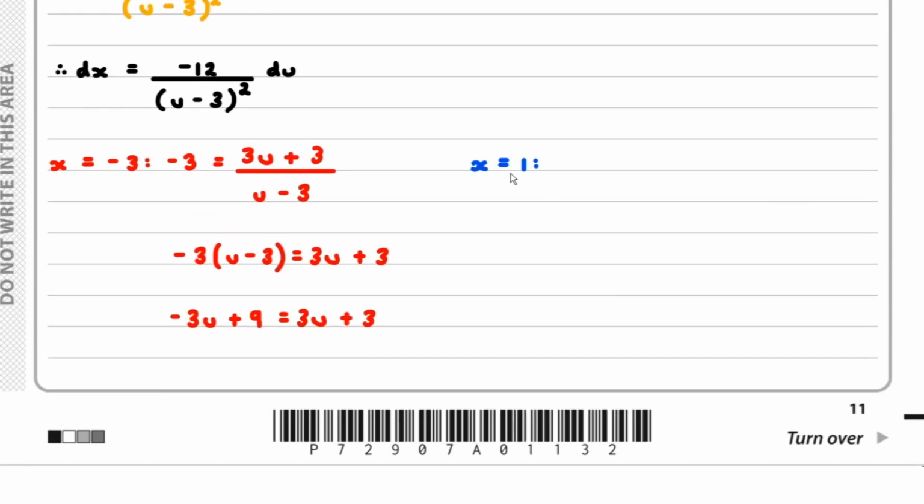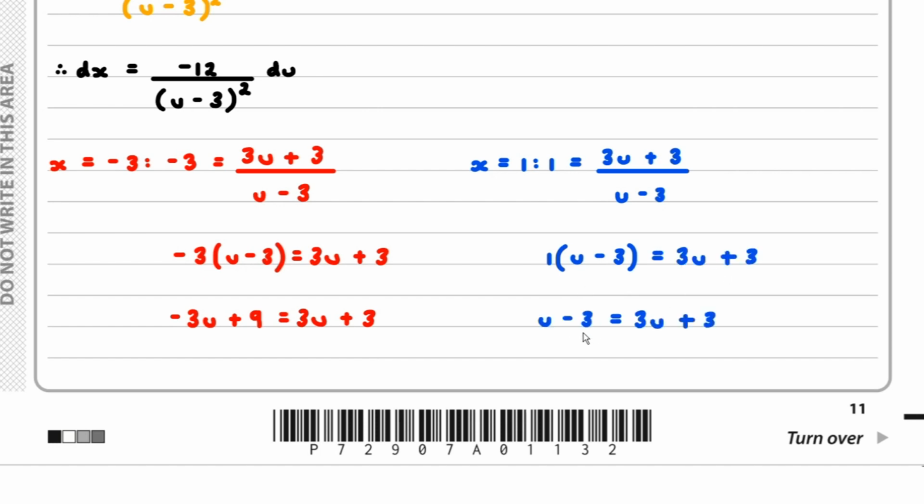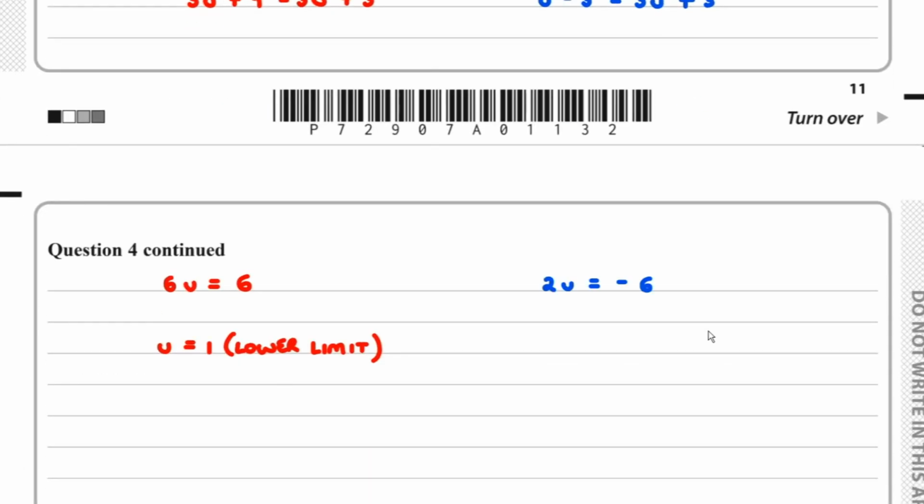And for the upper limit, that's when x equals 1. We have 1 equals (3u plus 3) over (u subtract 3). So we've got 1 times (u subtract 3) equals 3u plus 3. So we've got u subtract 3 equals 3u plus 3. 2u equals negative 6, so u equals negative 3. And this is our upper limit.